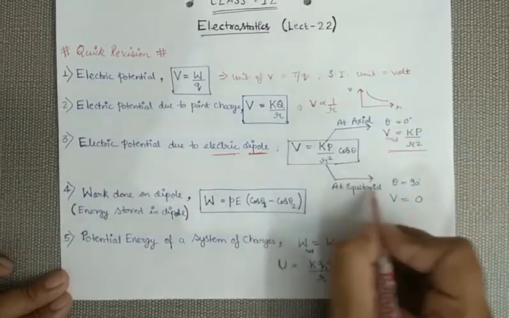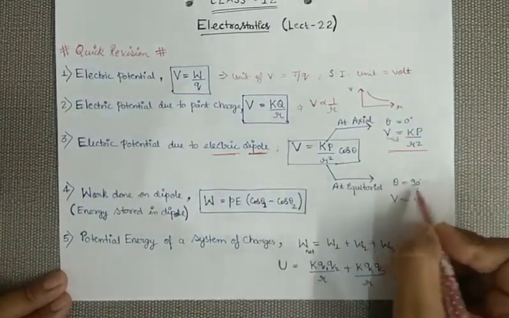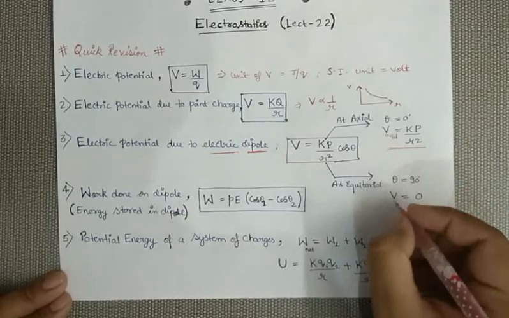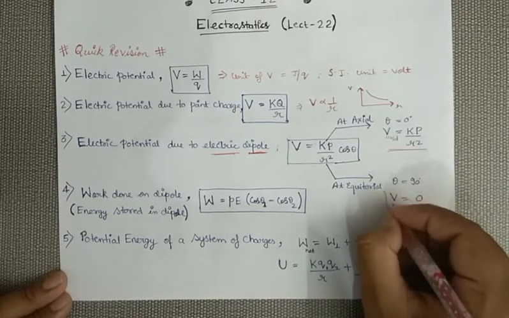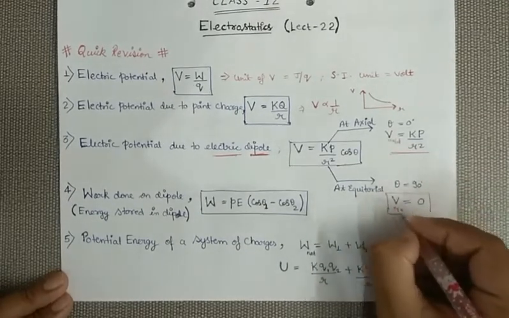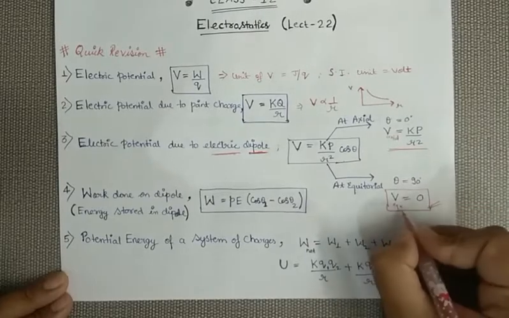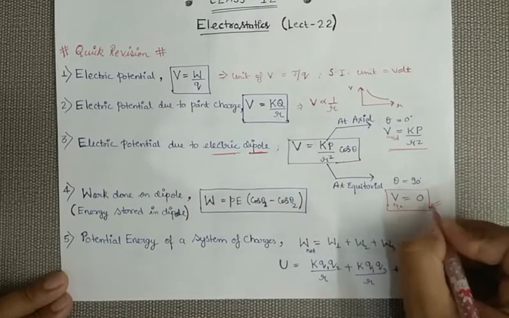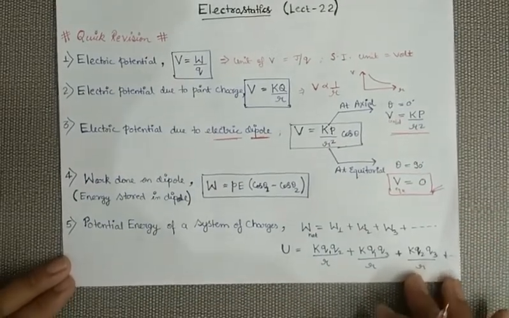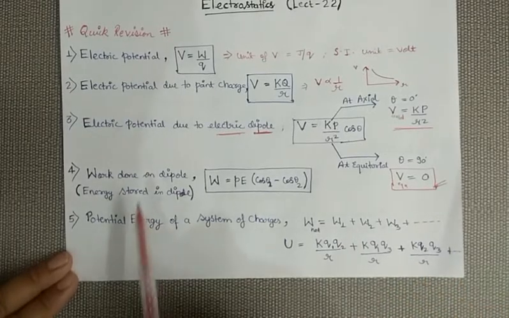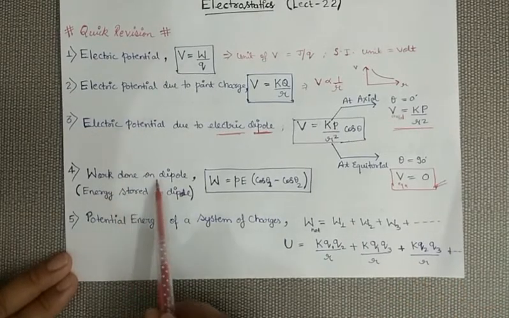If we talk about the equatorial point, at equatorial theta is 90. So cos 90 is 0. So V equatorial is always 0. So you just keep this in mind. It is a very important concept that at the equatorial point of a dipole, potential is always 0. So let's move forward. Further, we talked about work done on a dipole.